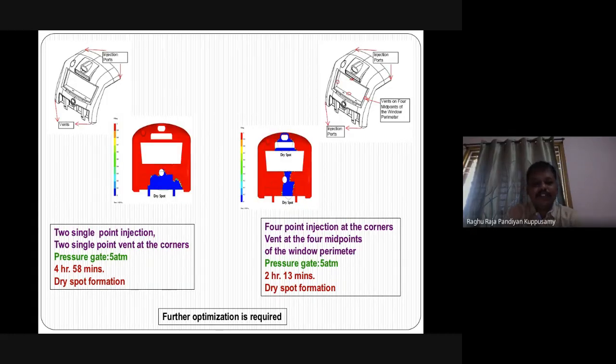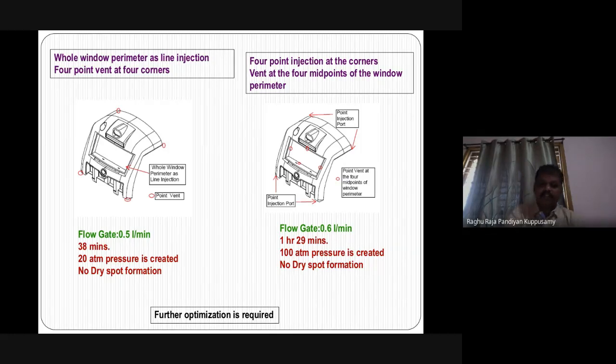In this case, with 2 single point injection ports, 2 single point vents at the corners, and a pressure gate of 5 atmospheres, you can still see dry spot formation, and the mold fill time is huge: 4 hours 58 minutes. When you go for 4 point injection at the corners, vents at the 4 midpoints, and a pressure gate of 5 atmospheres, it takes 2 hours 13 minutes. There is also dry spot formation, so further optimization is required. So you can see some of the good studies.